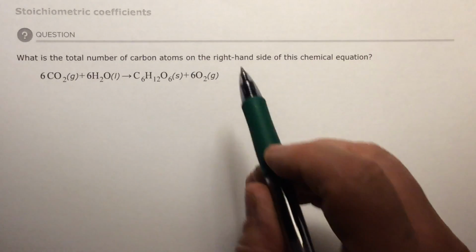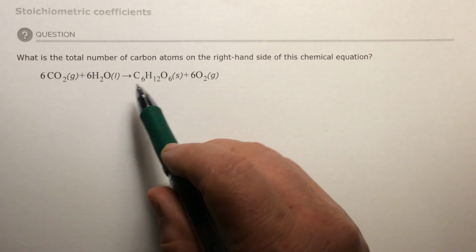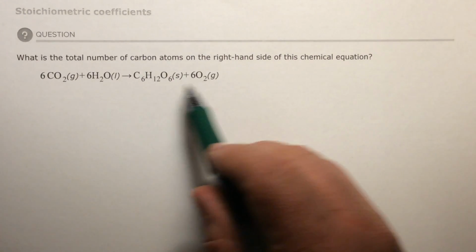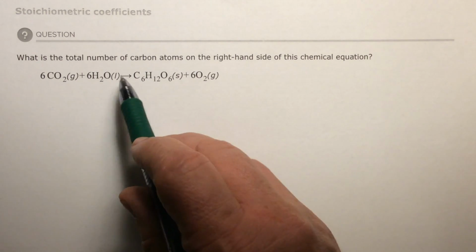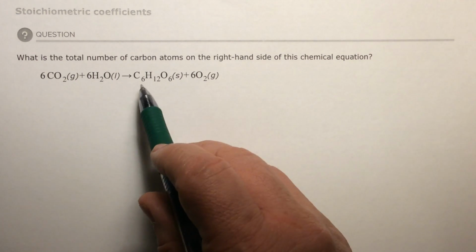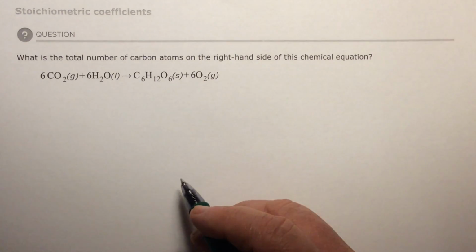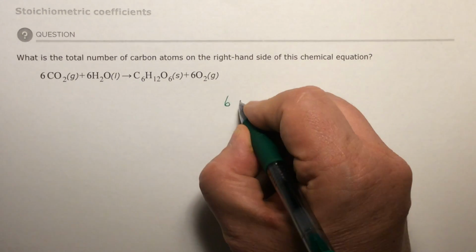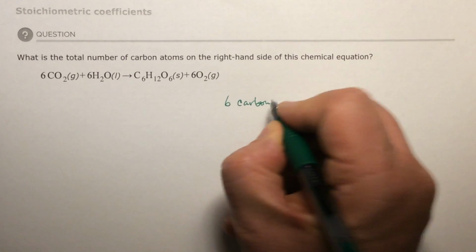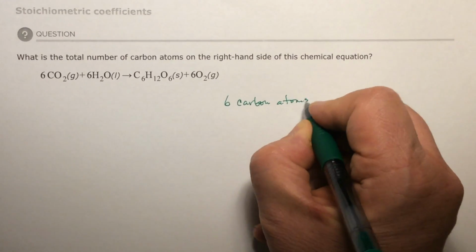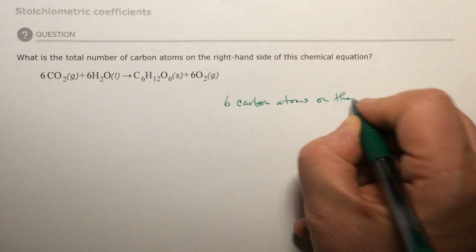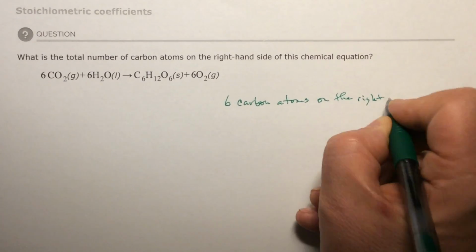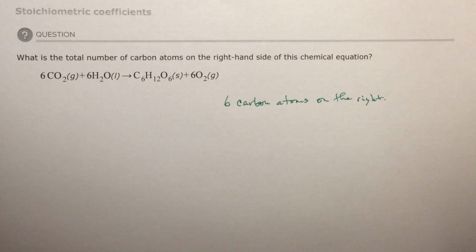So the question is, how many carbon atoms are located on the right side? Well, I only see carbon here, and I've got 1 implied times 6 is 6. You have 6 carbon atoms on the right. And that's all they're asking for, so that's all I'm giving them.